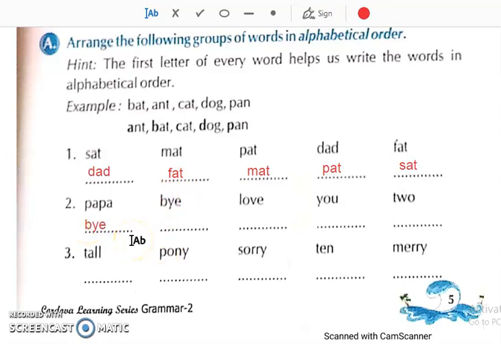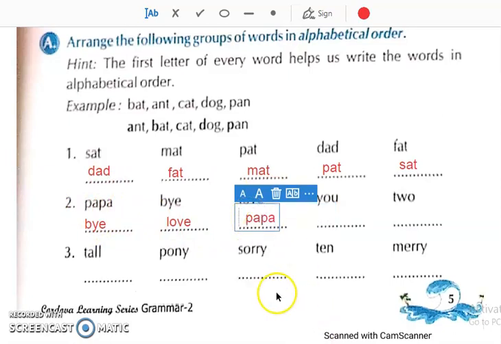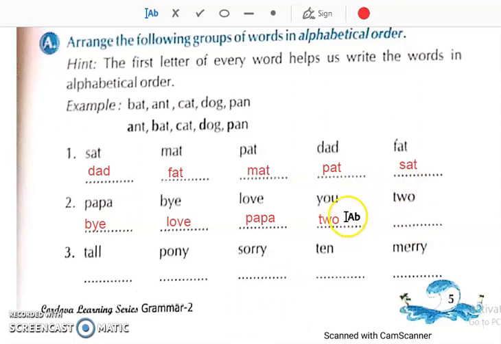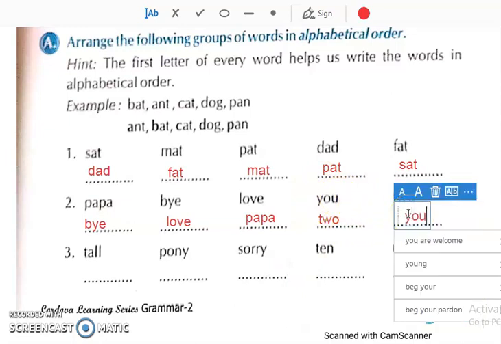Then उसका जो next order है उसमें देखो B, C, D, E, F, G, H, I, J, K, L. So from L we will write love. Then L, M, N, O, P. So from P we will write Papa. P, Q, R, S, T. From T we will write too. Then T, U, V, W, X, Y. So we will write you.